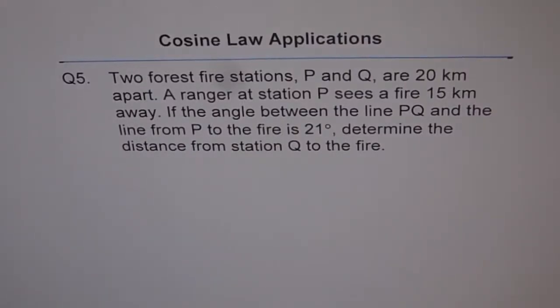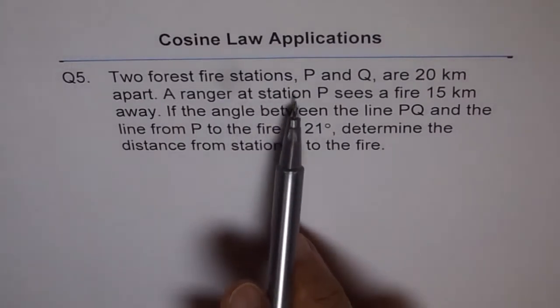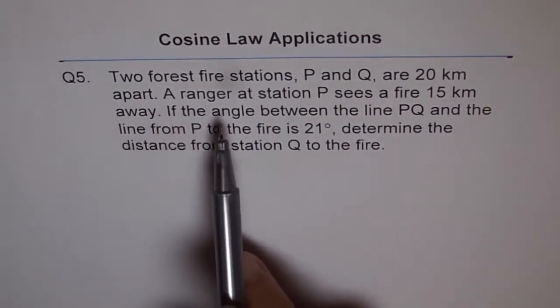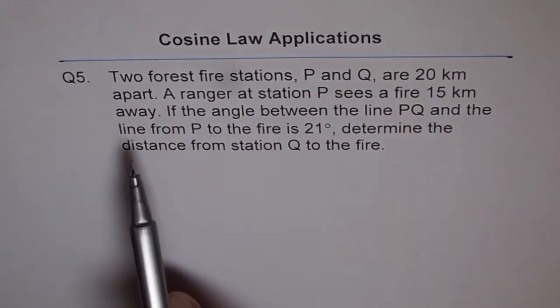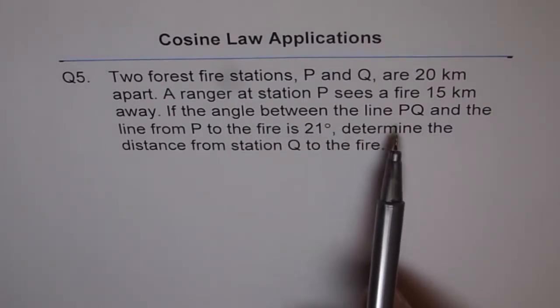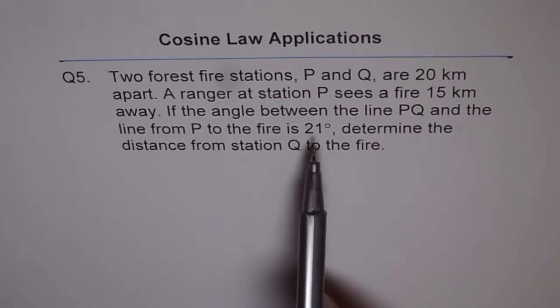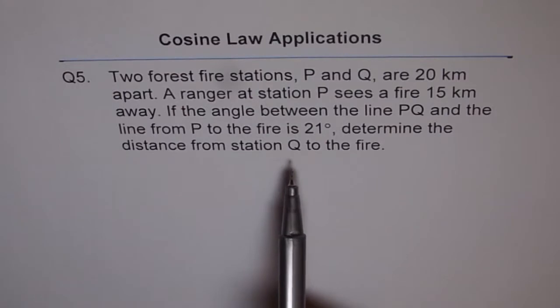Cosine law applications. Question 5. Two forest fire stations P and Q are 20 kilometers apart. A ranger at station P sees a fire 15 kilometers away. If the angle between the line PQ and the line from P to the fire is 21 degrees, determine the distance from station Q to the fire.